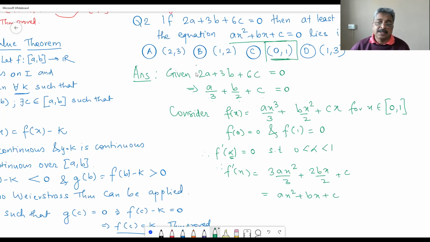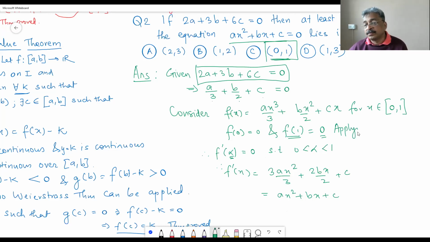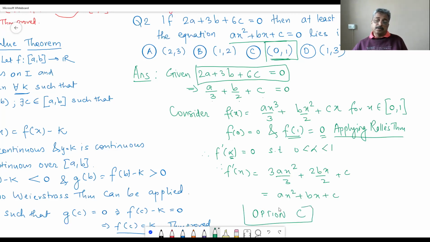So the game is this. This makes f of 1 equal to 0 and suitable for Rolle's theorem. Applying Rolle's theorem, f dash of alpha is equal to 0 and hence we have at least one root between 0 to 1. Option C. Okay, write down the solution. That is where we stop for today.